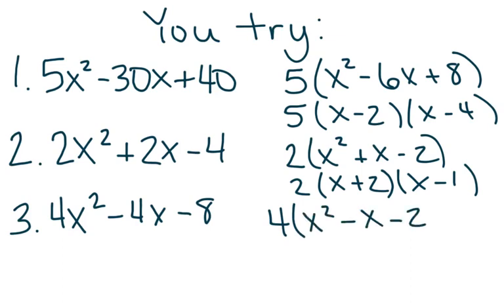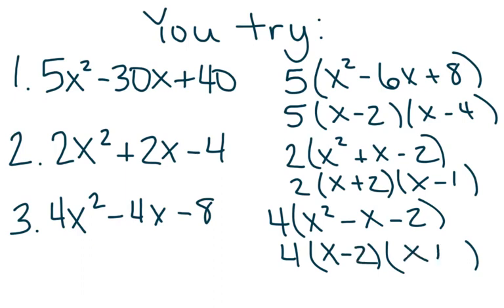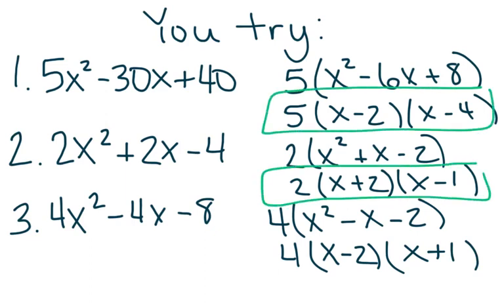Alright, and then the last one, a 4 is the GCF I can take out. Go ahead and do that. Here's what's left. It's very similar to the last one, except kind of flipped around. So I'm looking for two numbers that multiply to give me negative 2, but add to give me negative 1. So that is x minus 2, x plus 1. So here are the final answers. Just make sure that any GCF you take out, you're including in your final answer.